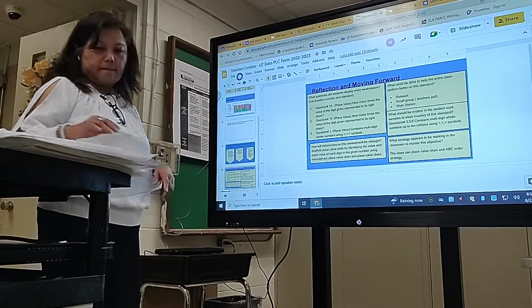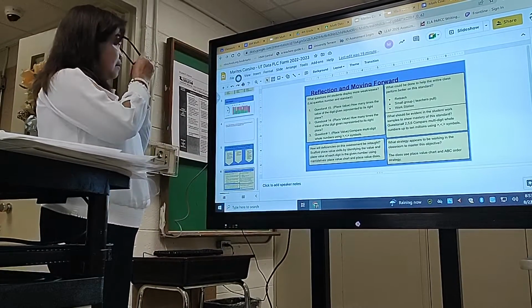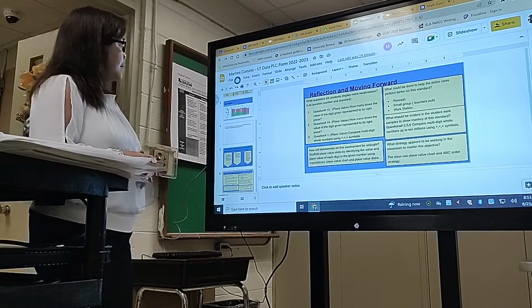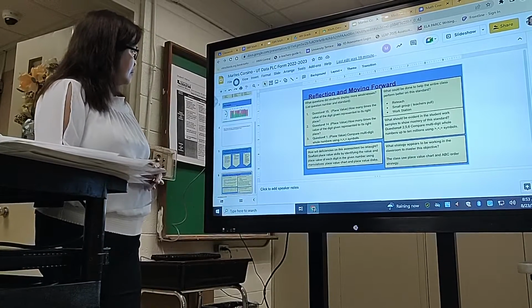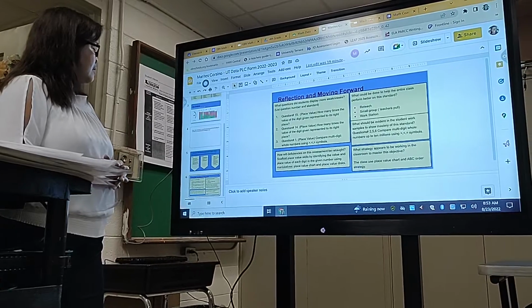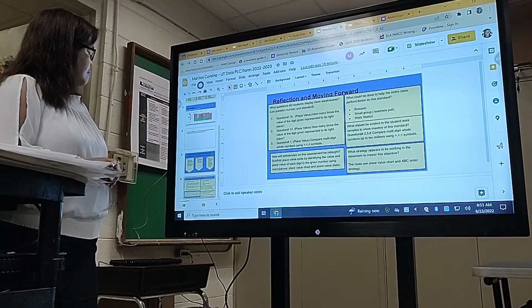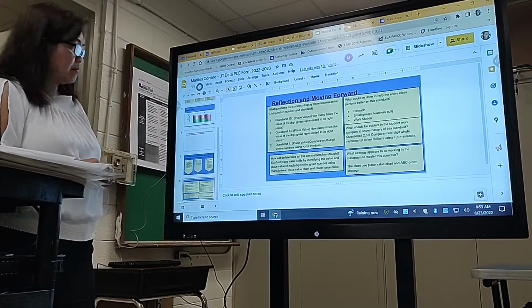So we talked about questions 1, 14, and 15 with the place value, and Ms. Dickerson has gone over the activities that you're going to use in the different tiers. What can be done to help the entire class perform better on the standard?